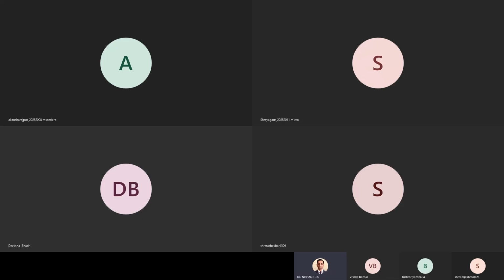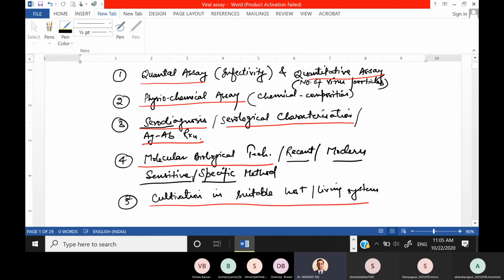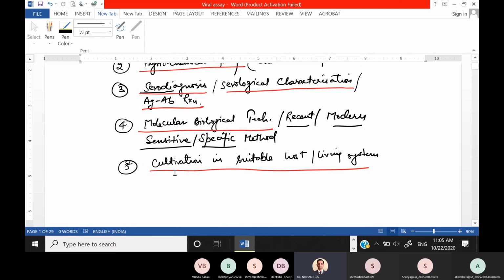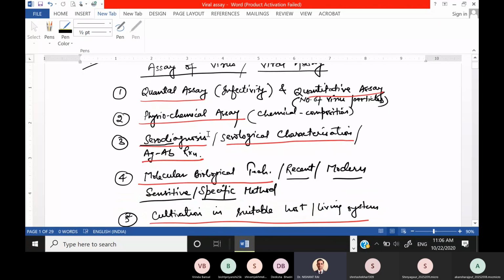the basis of antigen antibody reaction or serological reaction. Fourth one is molecular biological technique, which is also a specific and sensitive technique. And the fifth one, which we have already studied, is cultivation of viruses. So if you see the assay or diagnosis of virus, you will find the property of virus is actually one of the important factors for the assay of viruses.